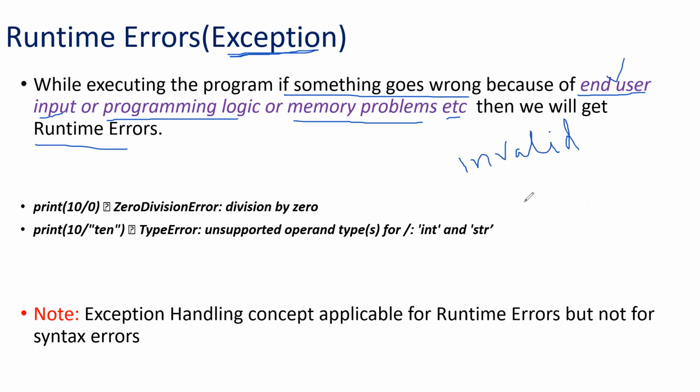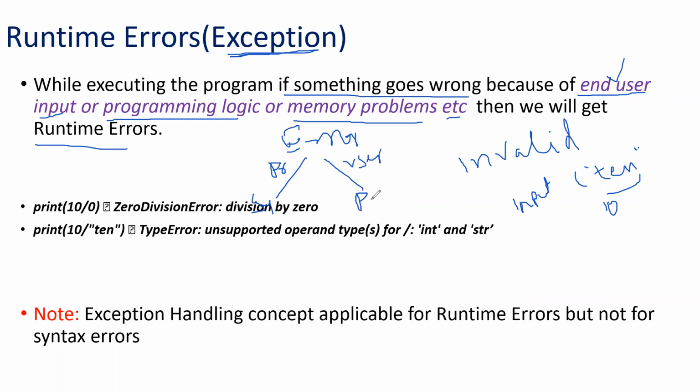For example, if you are asking to enter a number, and instead of entering a number he is entering the string 10, then 10 is a string, not the number 10. So it throws an error because of the user. If the error is due to the programmer, that is you and me, because we are Python programmers, then it is a syntax error. If the error is raised because of the end user, then it is a runtime error.